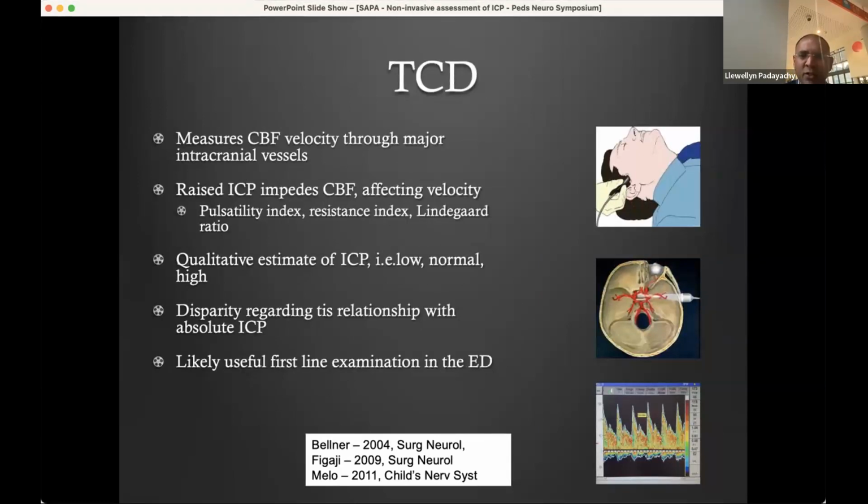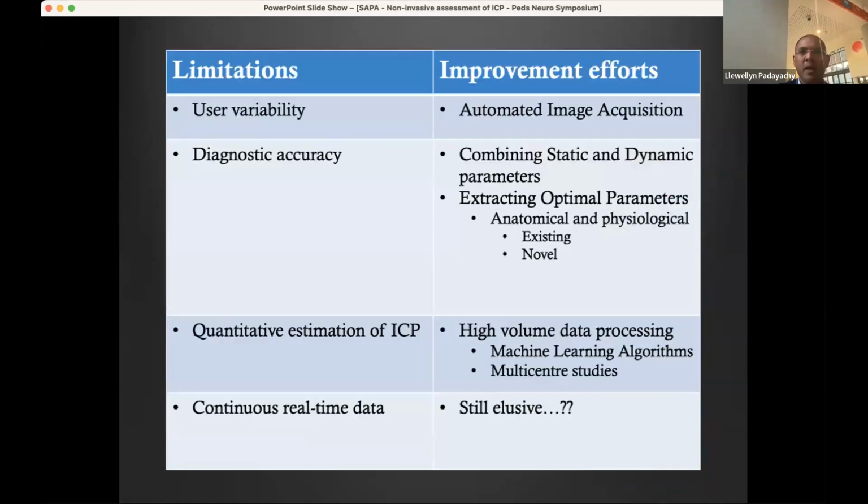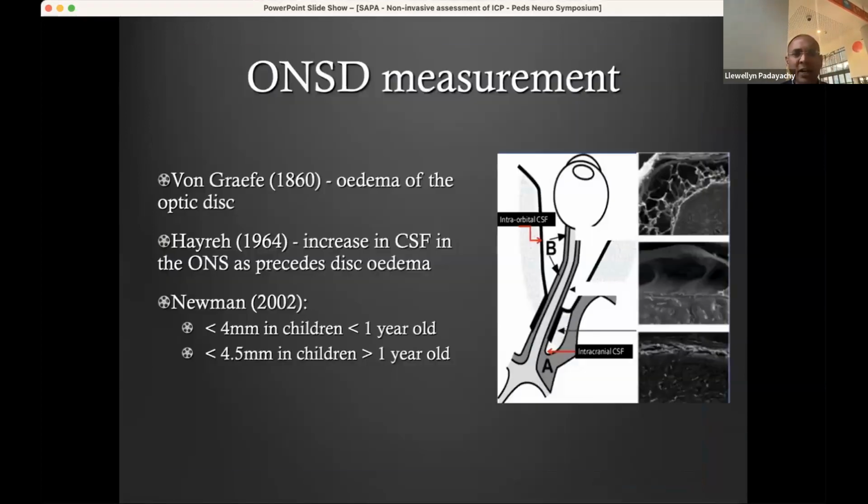The transcranial Doppler, I think, is still fundamental, but a lot of the data suggest that it's good as a qualitative estimate. So it can tell you what's low, normal, and high, but it's very poor in terms of absolute ICP. So these are the limitations. There have been various efforts to address this.